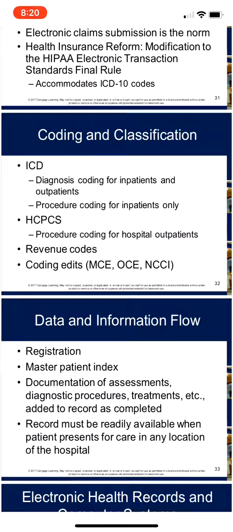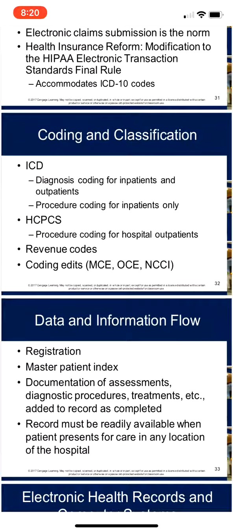And remember from health records that, like we just stated, your clinical modification, the ICD-10-CM, which is your diagnoses, is used for both inpatients and outpatients, but ICD-10 PCS is only used for inpatient coding. You're going to use CPT or the HCPCS codes for your hospital outpatient procedure coding.